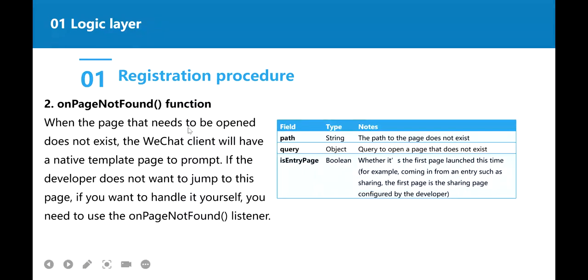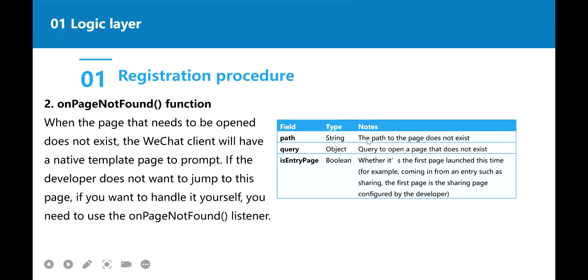When the page that needs to be opened does not exist, we have a native template page to prompt. If the developer does not want to jump to this page, we can handle it ourselves. We need to use the onPageNotFound listener. This method has three attributes: path, query, and isEntryPage, with value types string, object, and boolean.